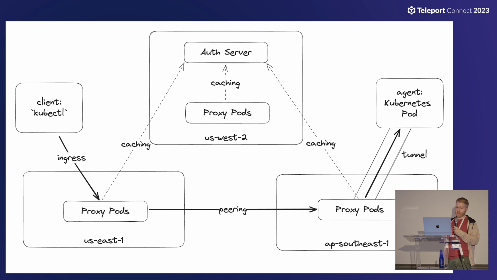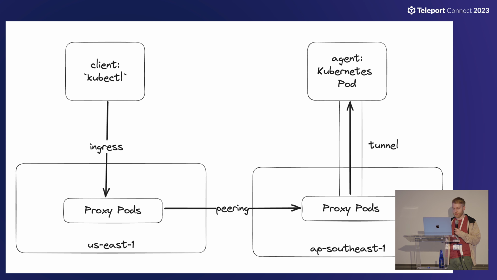Again, both the agent and the client are connecting to the same domain name, but they resolve to different load balancer addresses in the different regions, and your client connection hits pods in your closest region, which peer through AWS infrastructure to pods in AP Southeast 1, and then that connects to your agent.